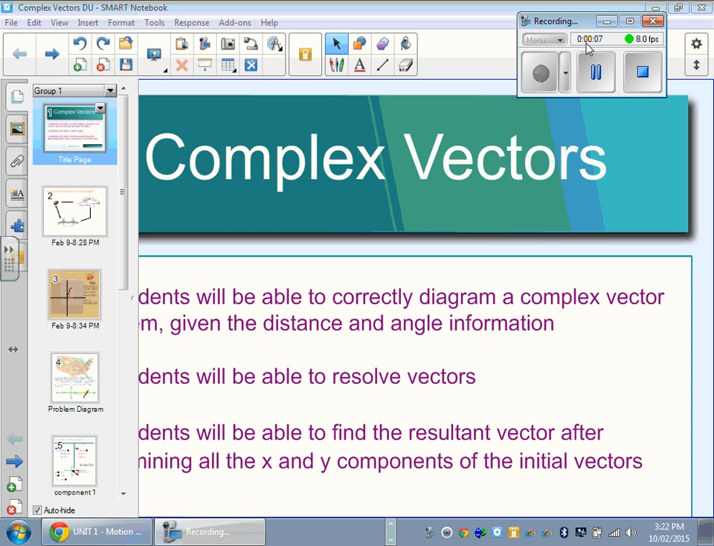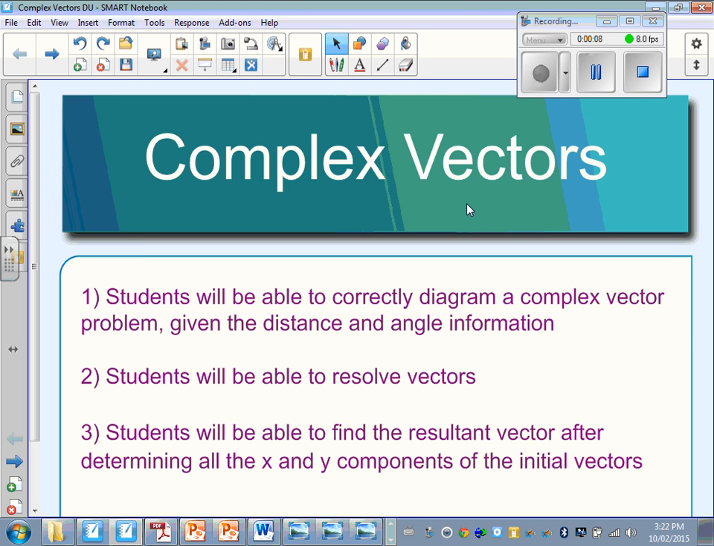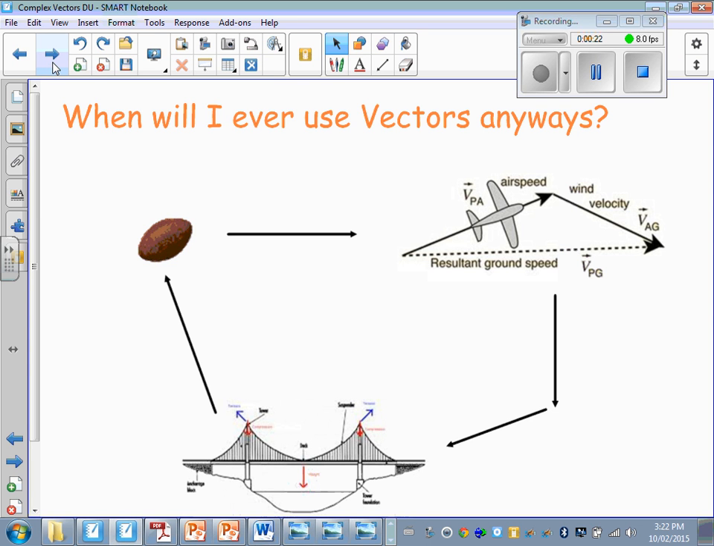Just an introduction to what we're going to be talking about today. Students will be able to correctly diagram a complex vector. Students will be able to resolve vectors and find a resultant vector after determining x and y components.